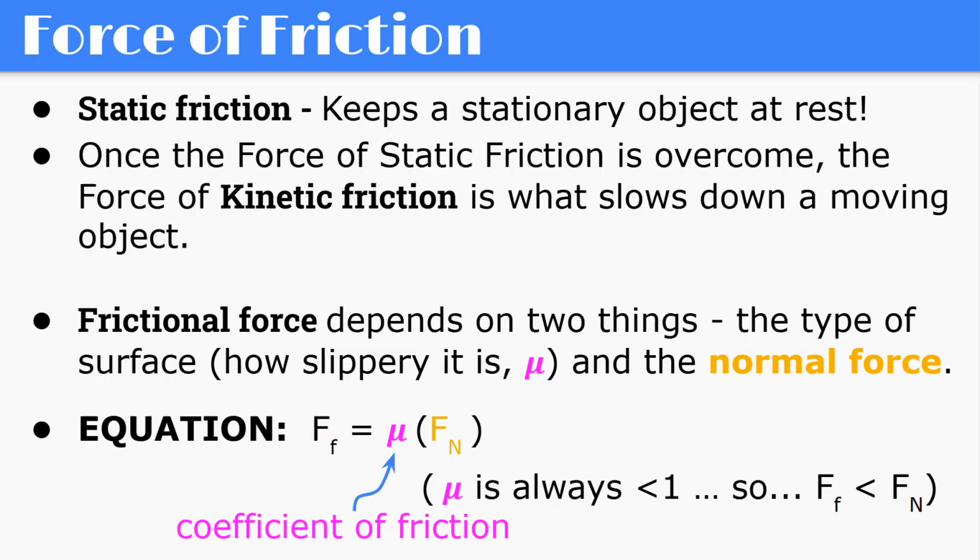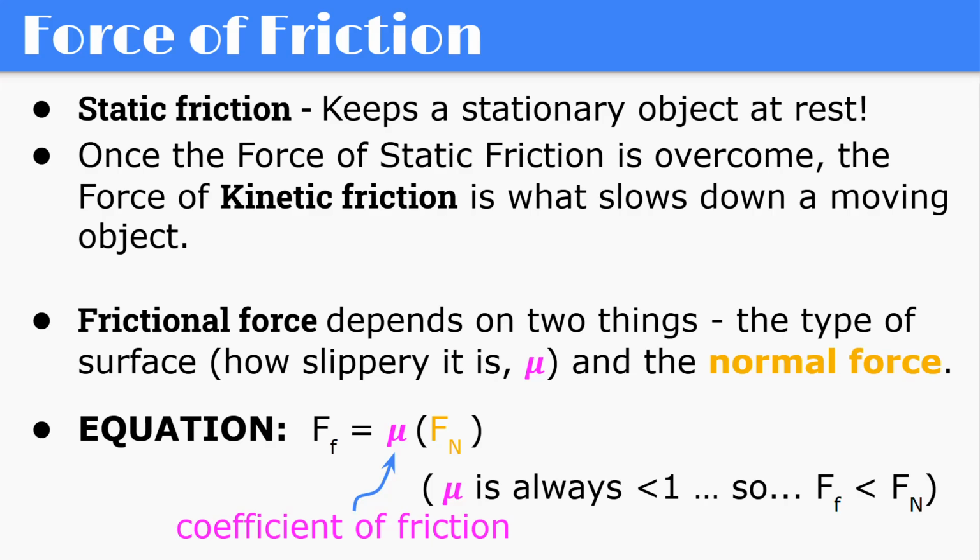The equation for force of friction is on my screen again. If you didn't get it before, there it is. Force of friction equals mu, which is the coefficient of friction. Mu is, it says always less than 1. It is usually less than 1. We're going to deal with mu values that are less than 1.